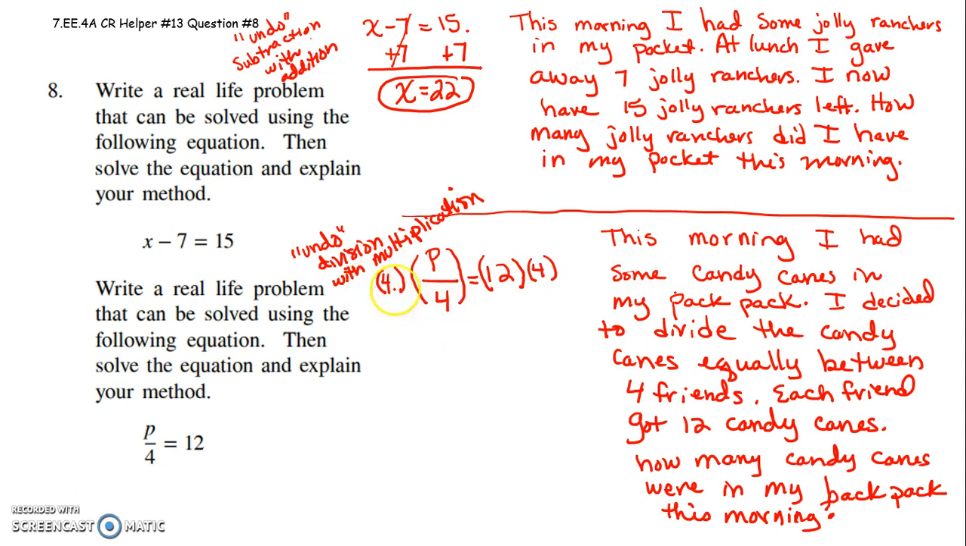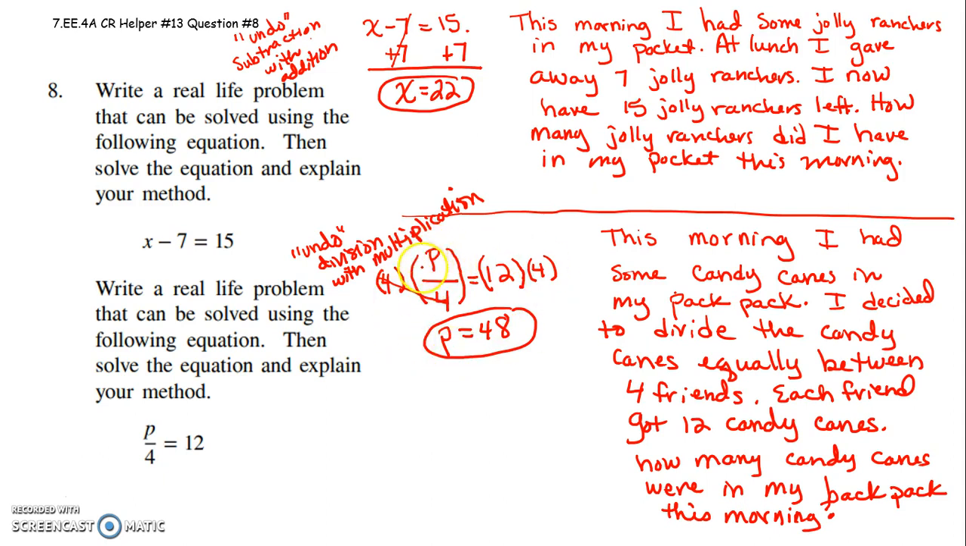4 divided by 4, bye-bye. So on the left-hand side, I'm left with P equals 12 times 4, which is 48. You must have had 48 candy canes in your backpack before you decided to give them away equally to your 4 friends. Each friend got 12. So you'd do a nice write-up about how you solved this equation.